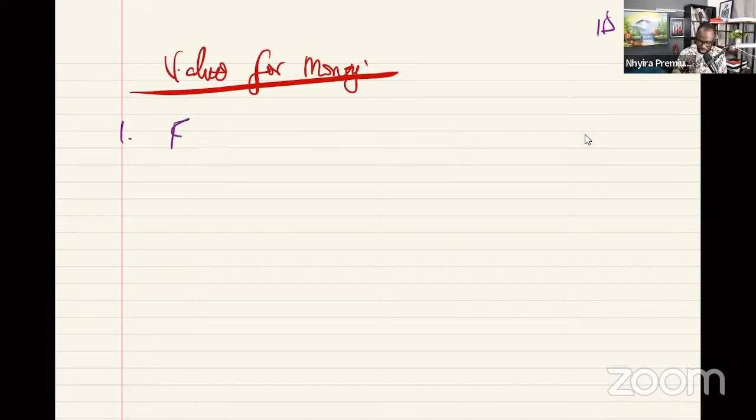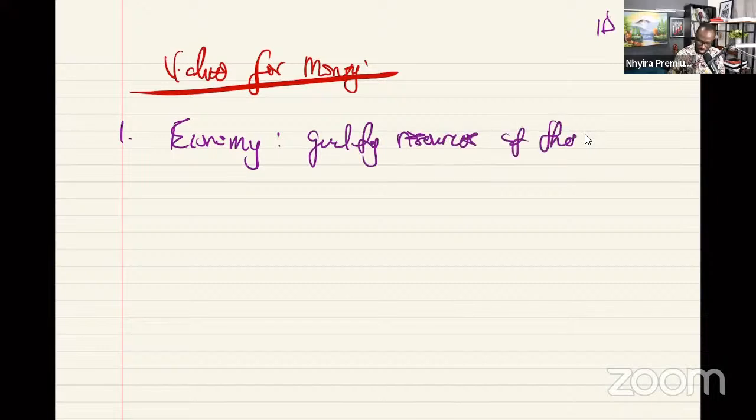The first one is called economy. What is economy? Economy simply means obtaining quality resources at the least cost. We want to pay as low as possible, but we want quality.